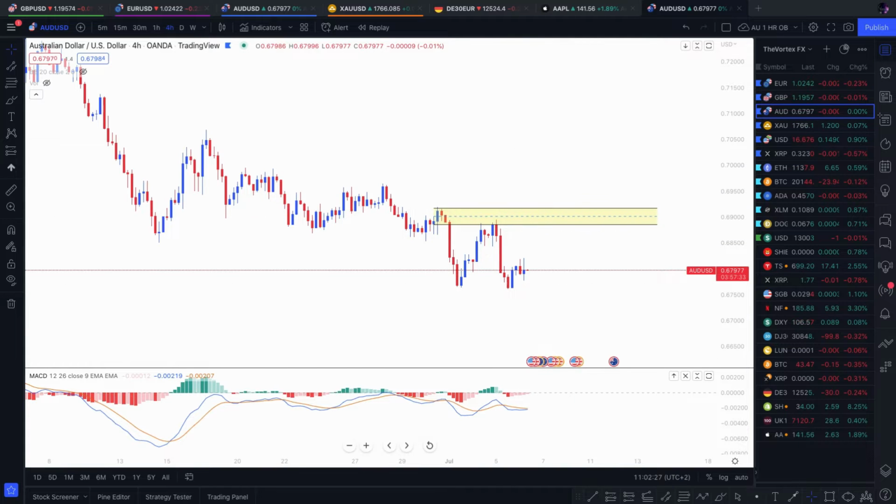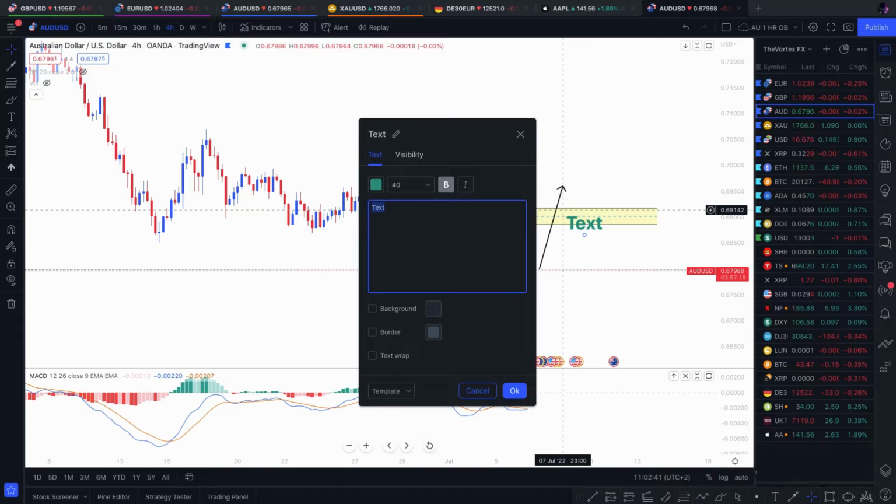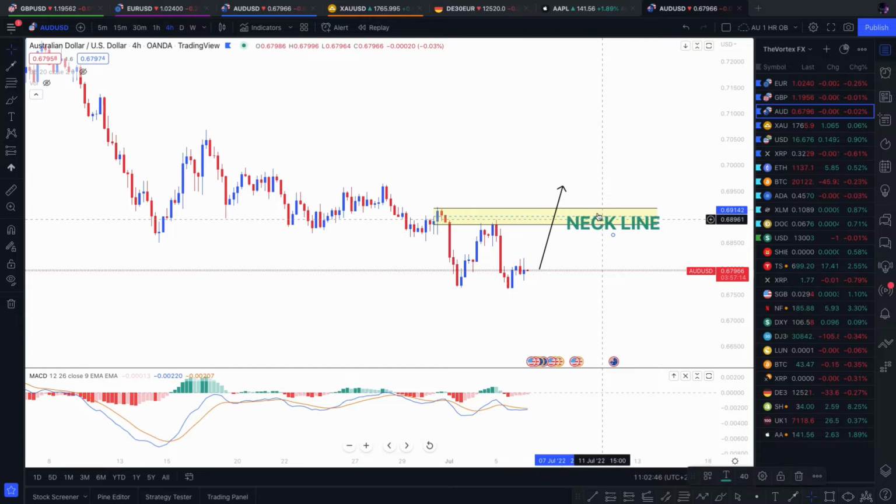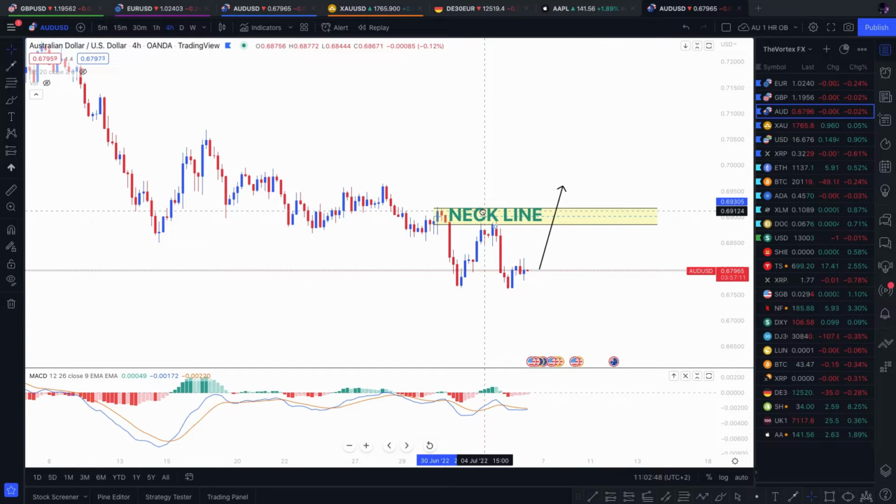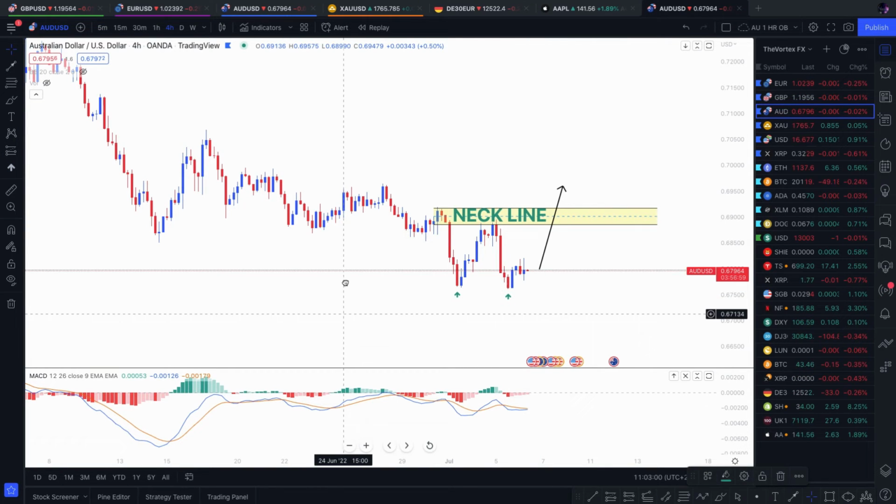So what am I looking at? Well, I would be looking at something along the lines of this. This yellow area right here is our, let's call it neckline. Okay, this is our neckline. What we also see is one bottom here, bottom number one, and here is our second bottom, bottom number two.